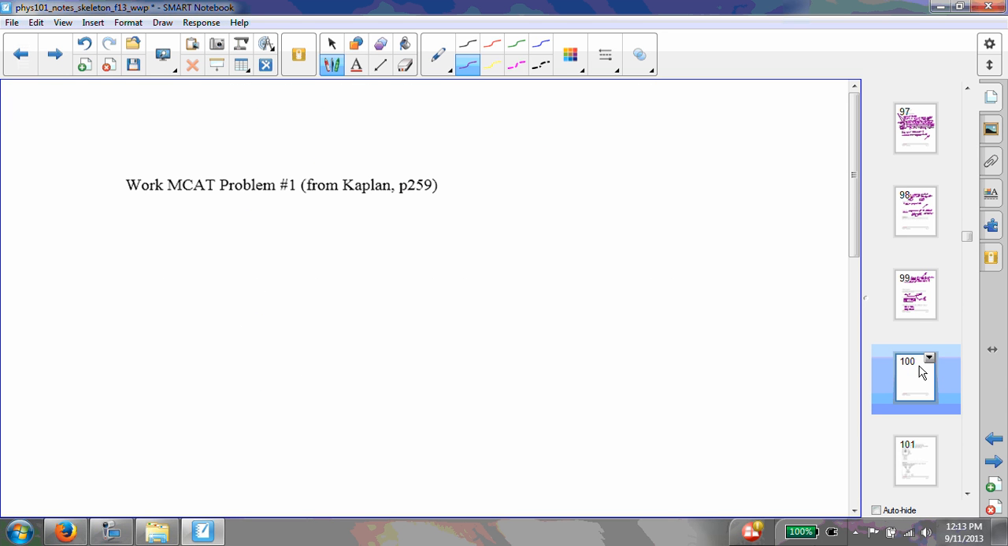Let's see, let's work this MCAT problem. Just a moment. Let me grab the book. This is from the Kaplan book. Just sort of one other sample problem. I'll read it to you. It says a 1,000 kilogram rocket ship. So I have a rocket ship. That's 1,000 kilograms.